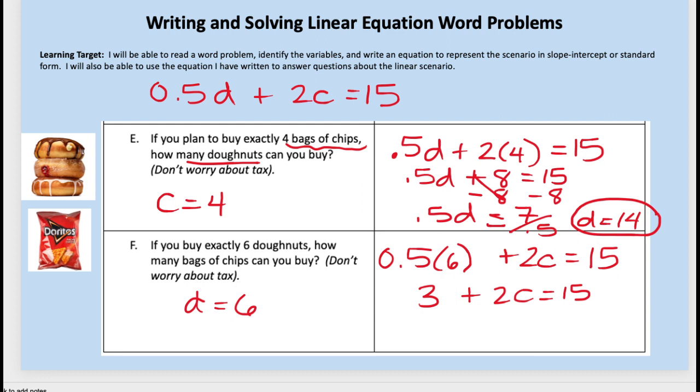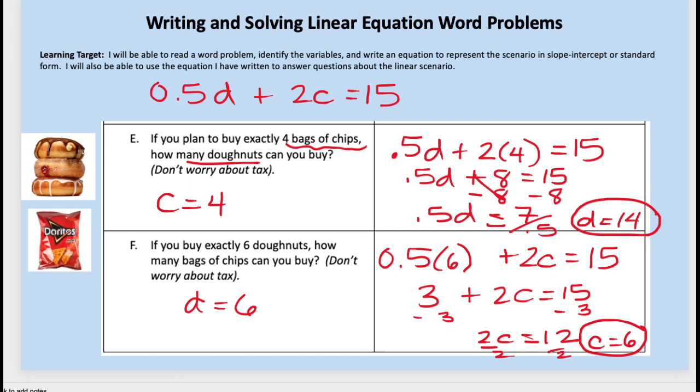Now I'm going to solve this two-step equation by subtracting 3 from both sides. I get 2C equals 12, and I'm going to use inverse operations, which means I'm going to divide both sides by 2, and I get C is equal to 6. So if I buy 6 donuts, I should be able to buy 6 bags of chips.